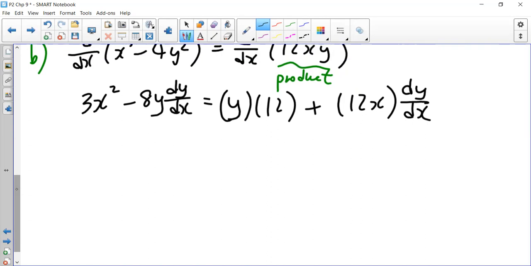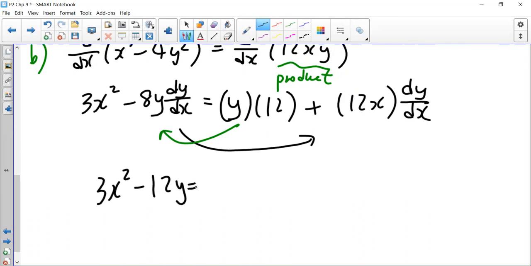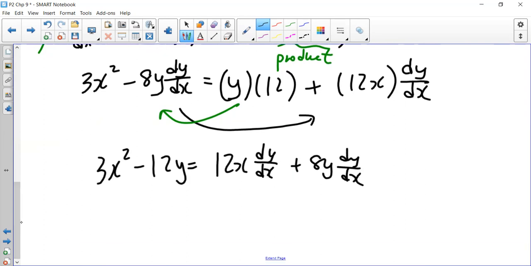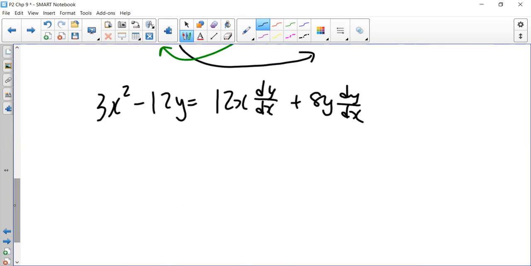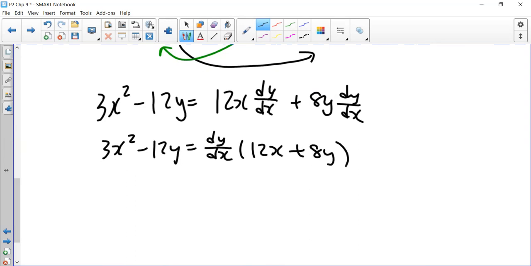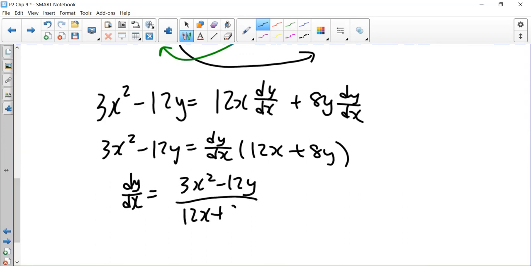I'm actually going to bring the minus 8y dy by dx to the right hand side and bring this to the left hand side. So that gives me 3x squared minus 12y equals 12x dy by dx plus 8y dy by dx. I can then factorize the dy by dx out, so 3x squared minus 12y equals dy by dx times 12x plus 8y. I divide across and swap the left and right. So dy by dx equals 3x squared minus 12y over 12x plus 8y.